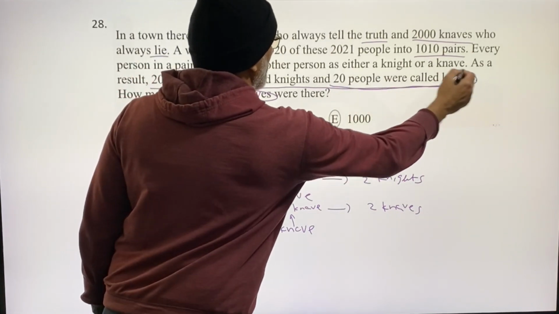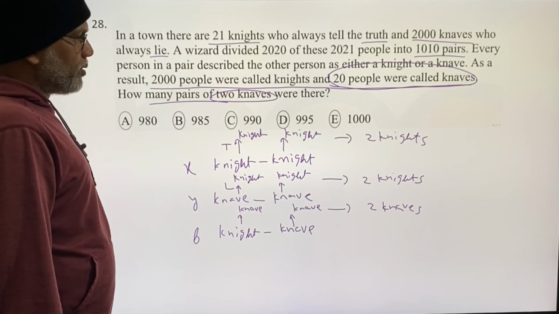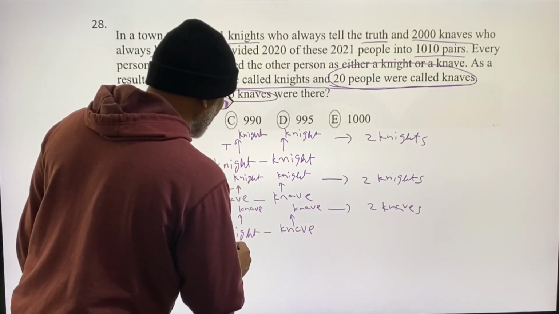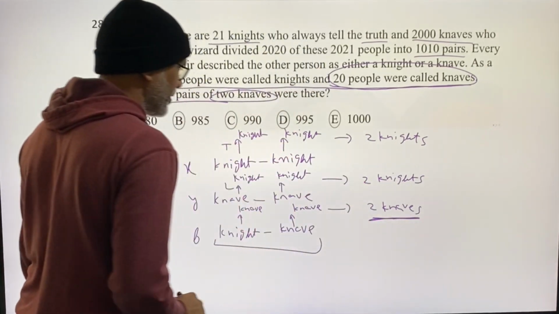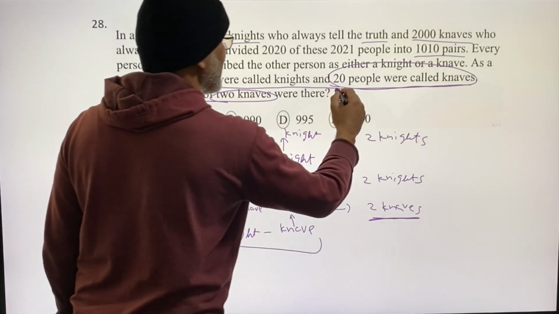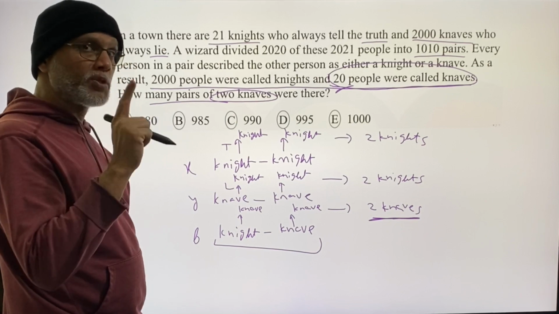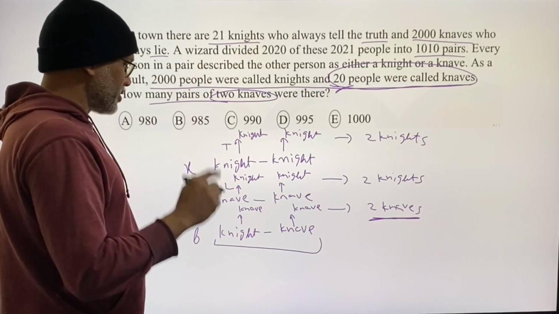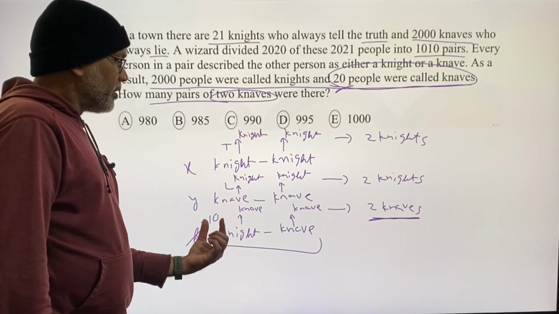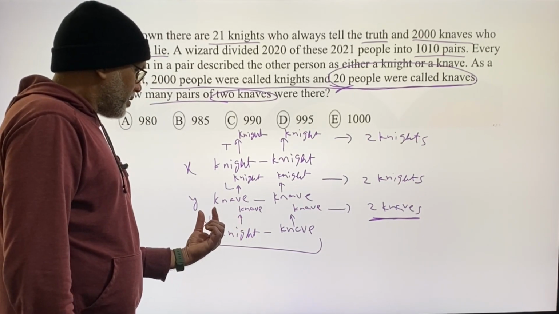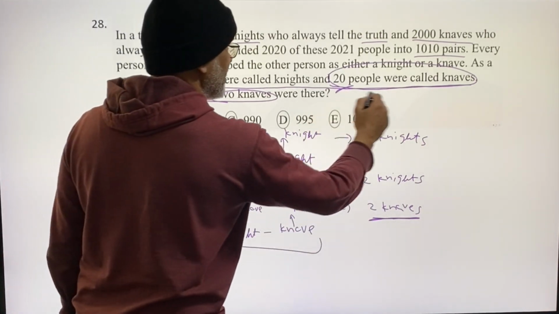20 people were called knaves, right? Now this is the only combination where there is a knight and knave. We hear two knaves from each pair, right? But we are hearing 20 knaves, right? 20 knaves. So then there must be 10 pairs. 10 pairs. So the B must be 10, right? Because from each pair I hear two knaves. From 10 pairs I will hear 20 knaves, right?